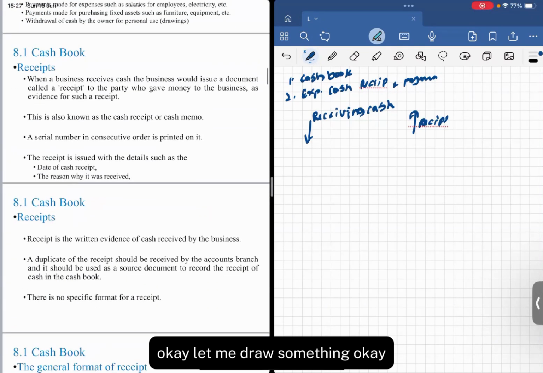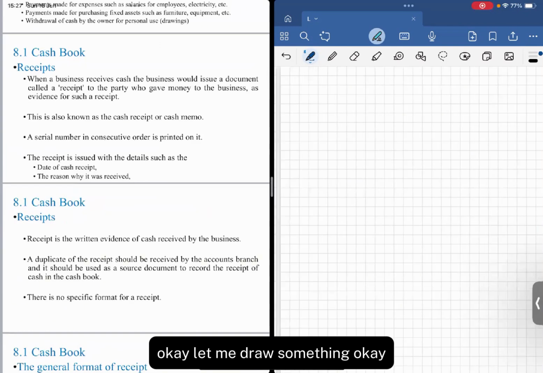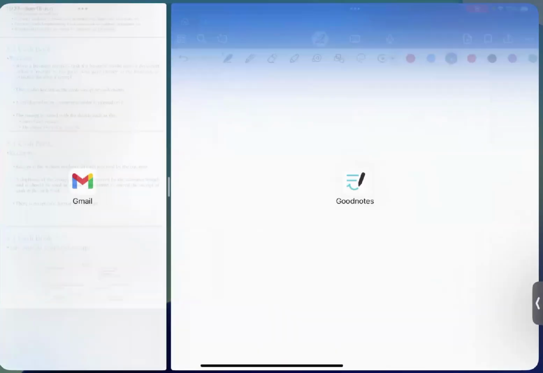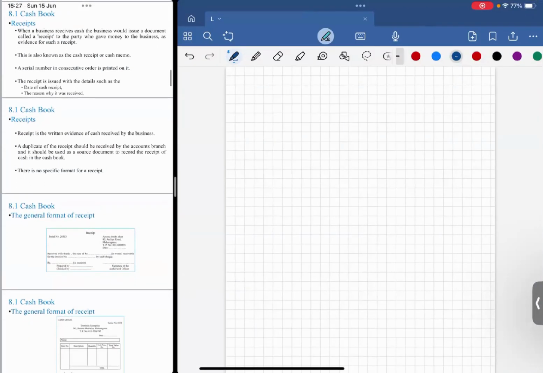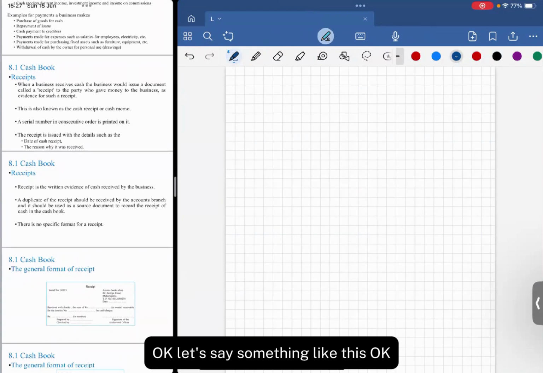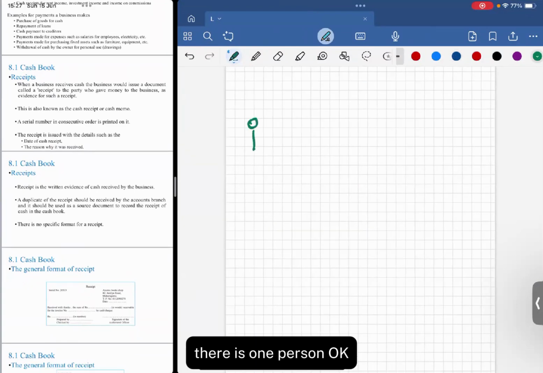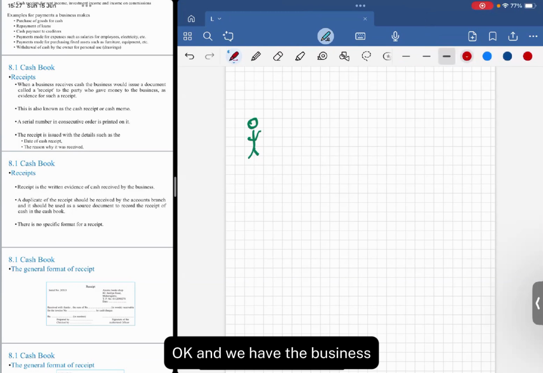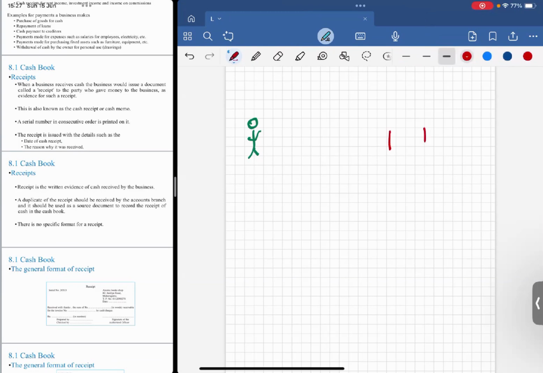Let me draw something. Let's say something like this. There are two persons. There is one person, and we have the business. We have the shop.